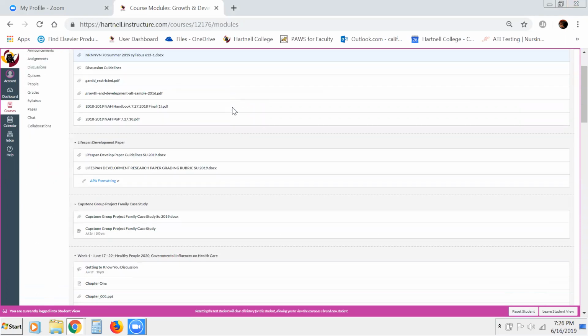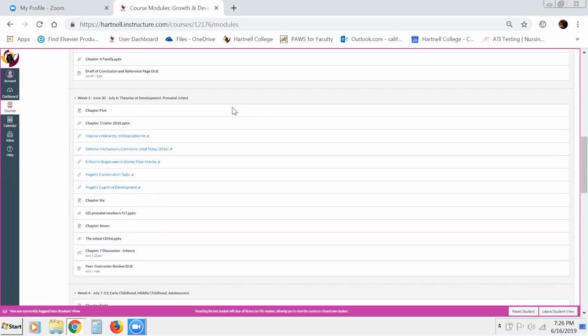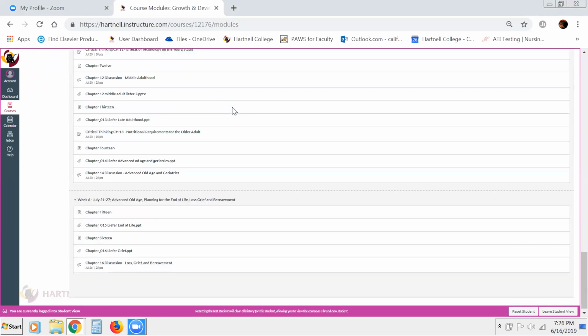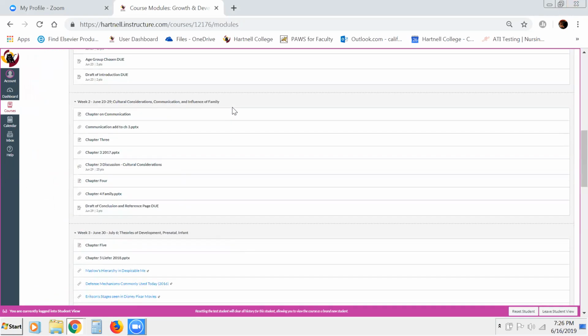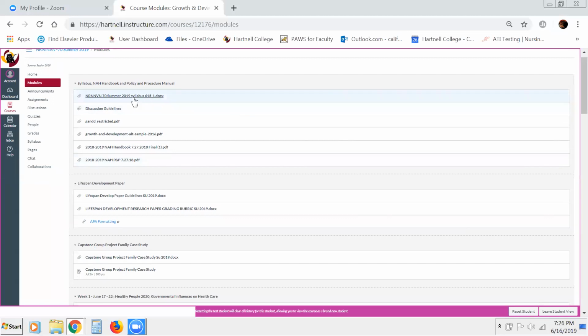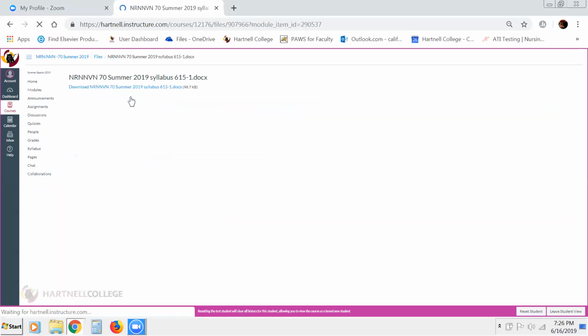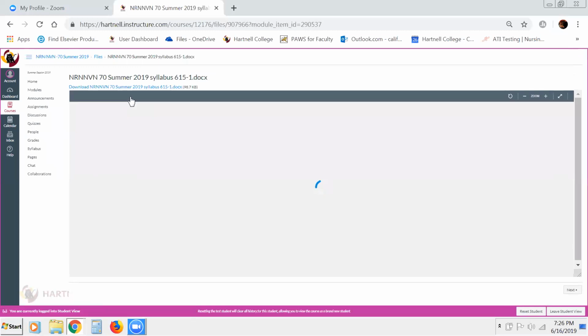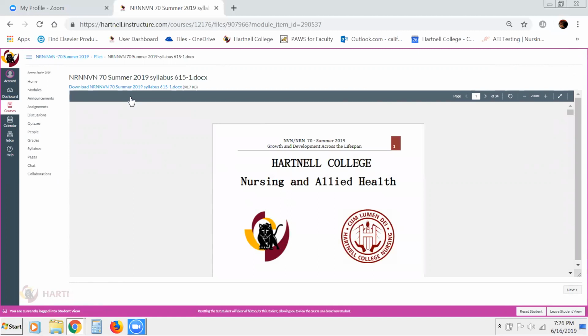And as you can see, each week and the assignments are all listed. And there is a separate video that goes over each one of those modules. But for right now, we are going to review the syllabus. So click on the syllabus. You have the option to download it so that you have access to it all the time, or you can just look at it on the screen here, which is what we're going to do for now.